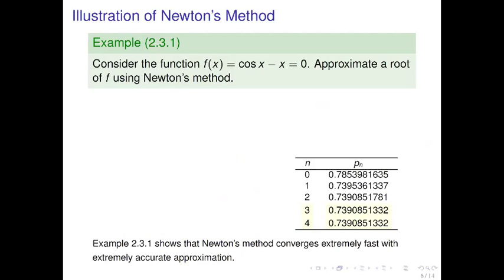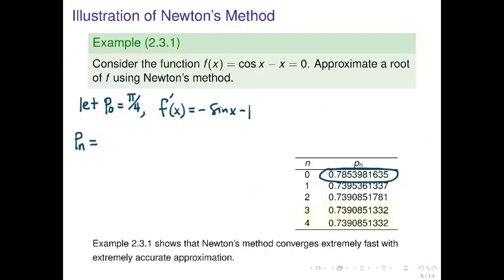Next, let's look at how Newton's method is applied to the function f of x equals cosine x minus x equals 0. Notice that it is unlikely that you can solve for the x value by hand in this case. If we start with an initial estimate of pi over 4, which is this value right here in numerical estimation, and also notice that the derivative of the function is equal to negative sine x minus 1.